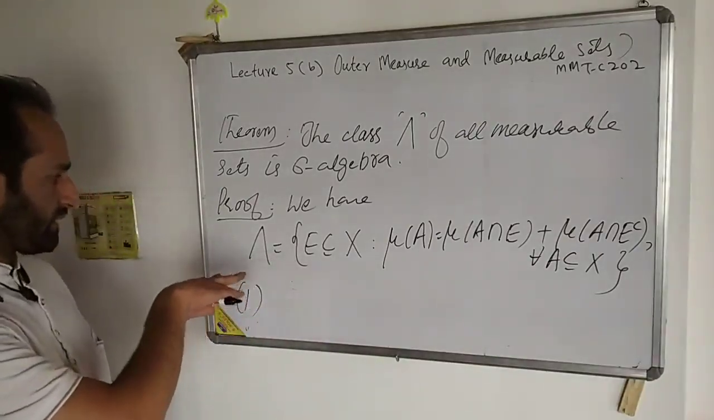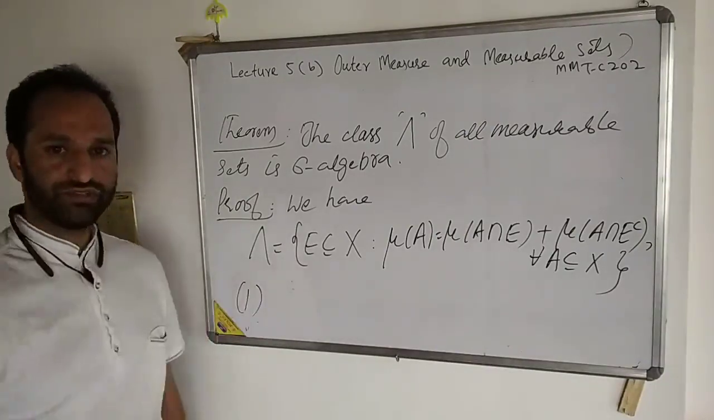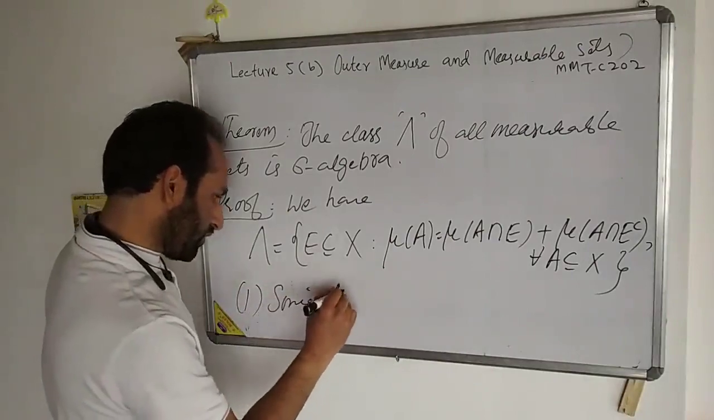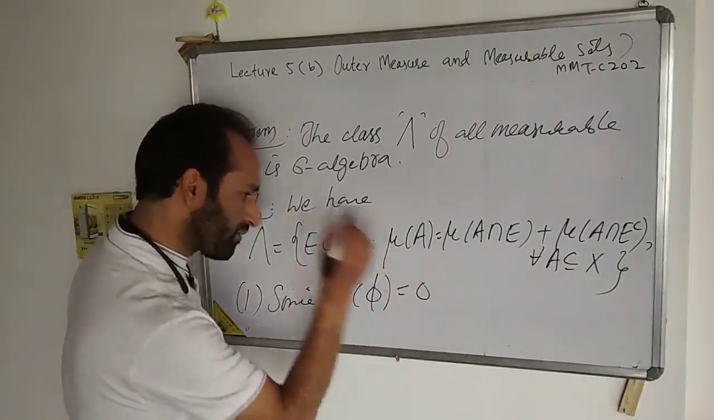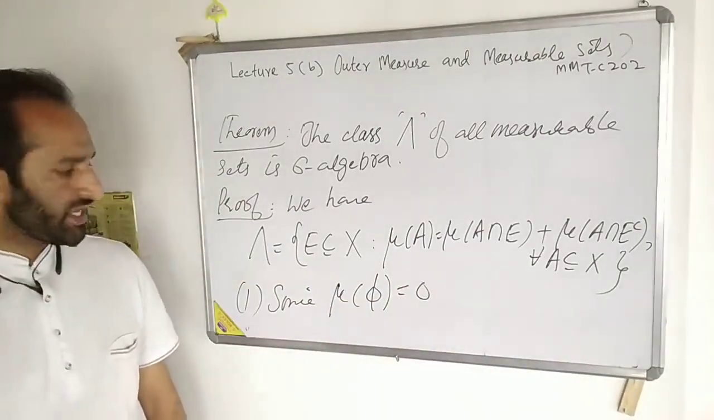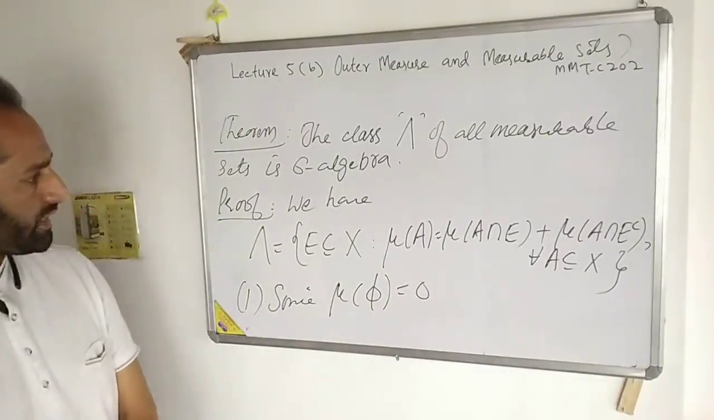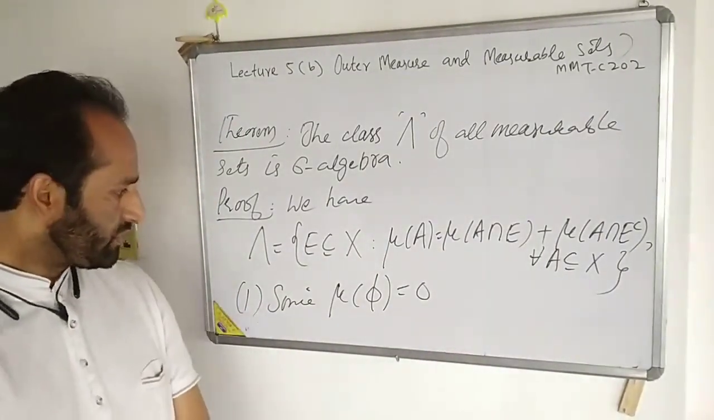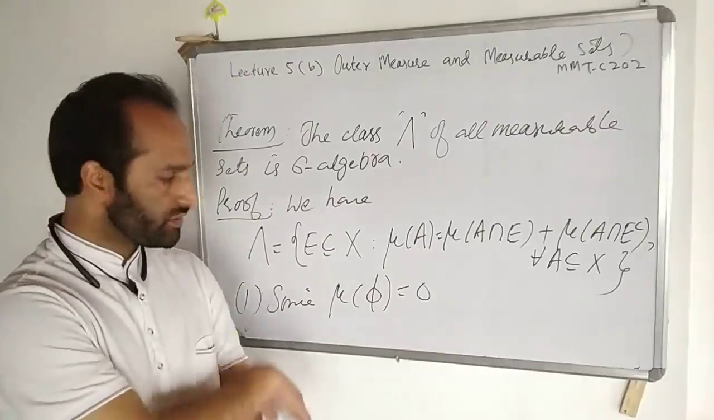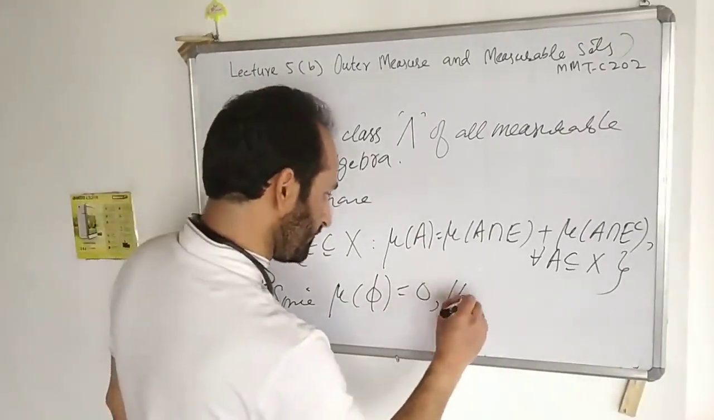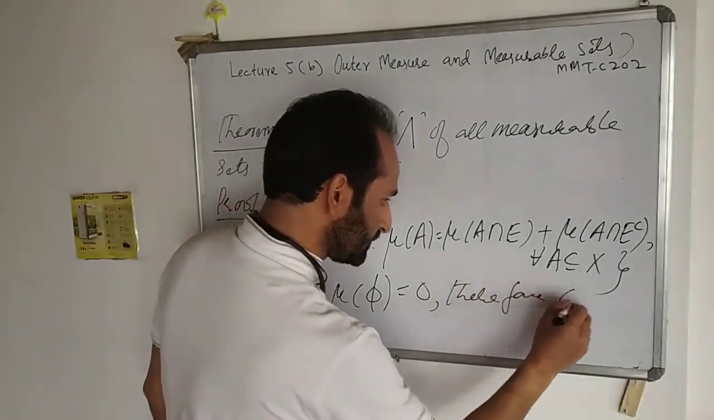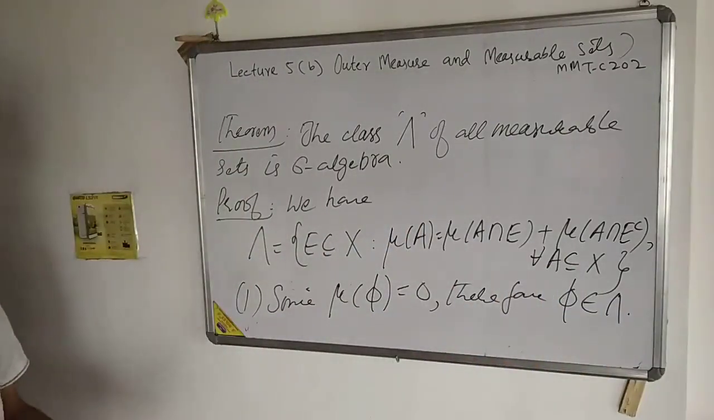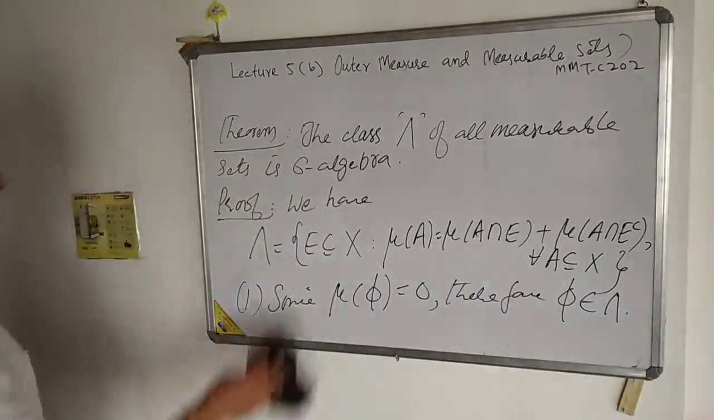The first property is that the empty set should be there. Since the outer measure of phi is 0 by the definition of outer measure, phi is a null set. Also, we have proved in the previous lecture that every null set is measurable, and this empty set is a null set, therefore it's measurable. So phi belongs to lambda. That's the first property of a sigma algebra.